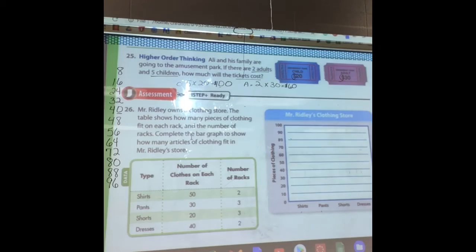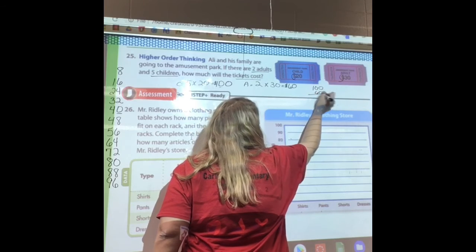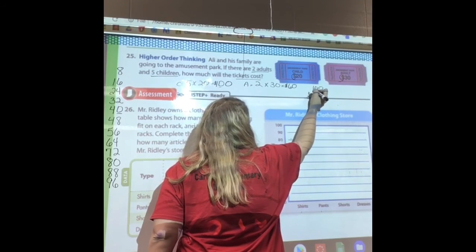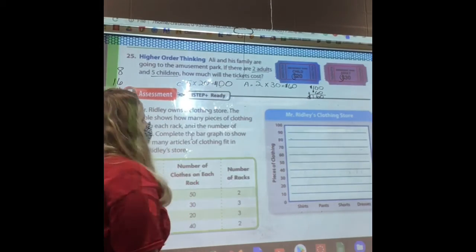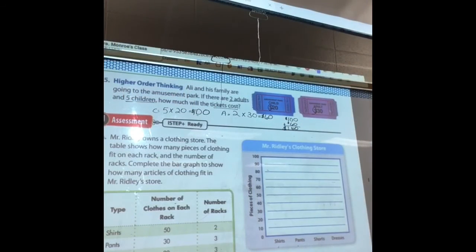So am I done? No, you have to add them. I got to add. Add what? 100 plus 60, what do I get? 160. 160 what? Dollars. Now I'm done. Okay, we'll do 26 when we get back. Okay. So we're ready for 26.